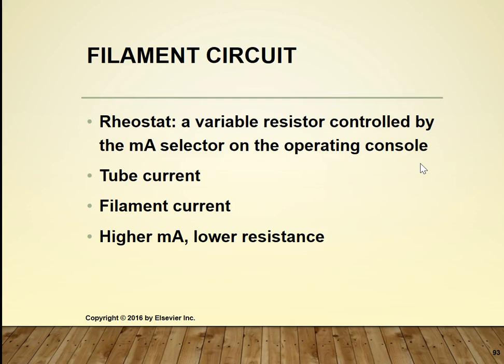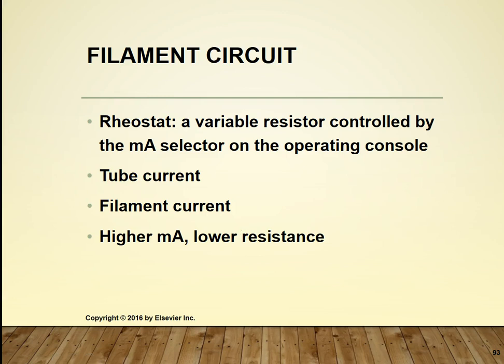The milliampere parameter is called tube current because it reflects the rate of flow of electrons passing through the tube during an exposure. You, the radiographer, adjust the milliamperage on the operating console, and by doing that you have adjusted the rheostat, creating the amount of resistance in the filament circuit. You have ultimately created the number of electrons, or the filament current, that you are going to use. The higher the milliamperage station number, the lower the resistance.